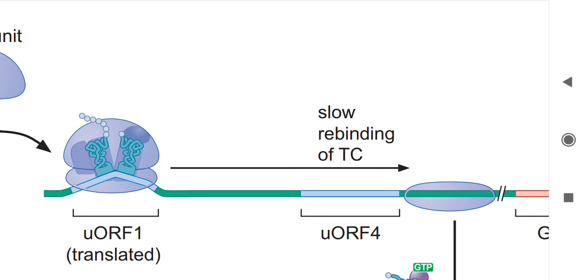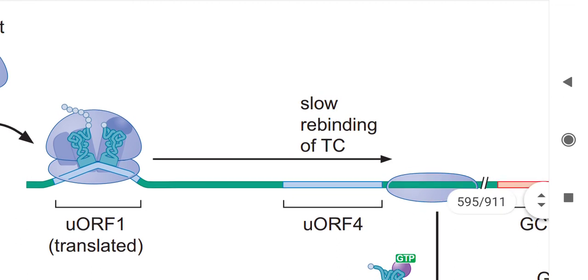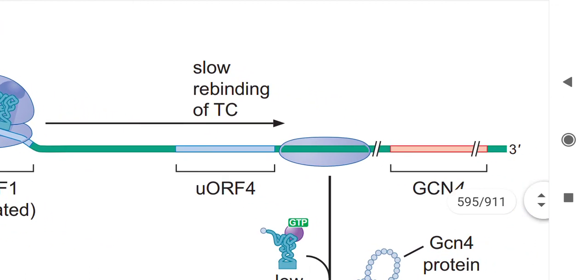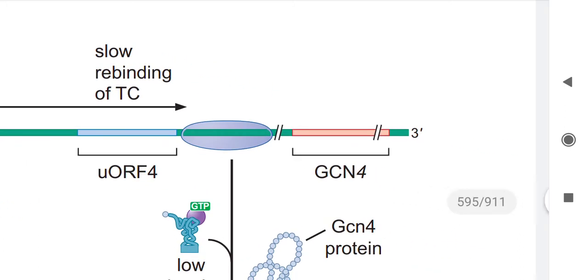So the ribosome resumes scanning after translation of UORF1, passes directly to UORF2, 3, 4 before rebinding to the initiator tRNA with eIF2. So the small ribosomal subunit quickly passes, so that it gets up into the main open reading frame.